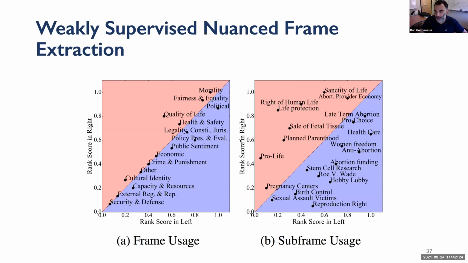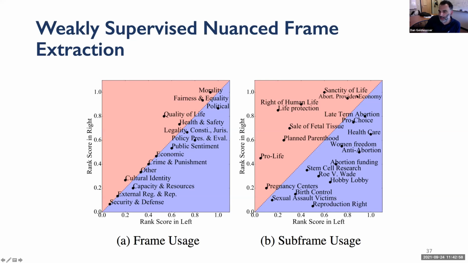On the right, we have the ones that we have extracted. Each one of those subframes can be traced back to a more general frame on the left side. So when we're talking about something like reproduction rights, it's going to be connected back to a frame on the left, in this case having something to do with fairness and not limiting rights.